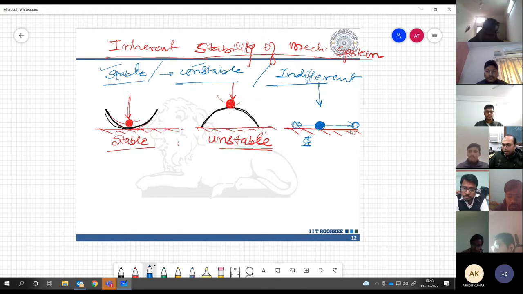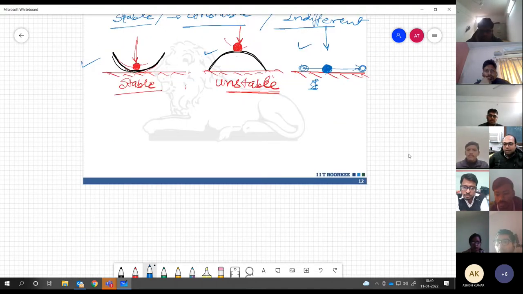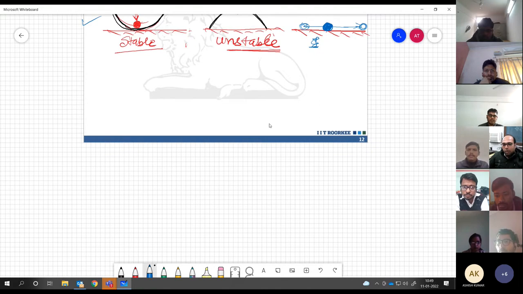Fine. Now, in motor drives also, we do see such scenarios, one of these three types. How to identify that? How to identify whether your system is stable or unstable or indifferent? You cannot go and give a disturbance and then see what happens. You will damage everything. Then how do you identify? Okay, let us go a little bit more.